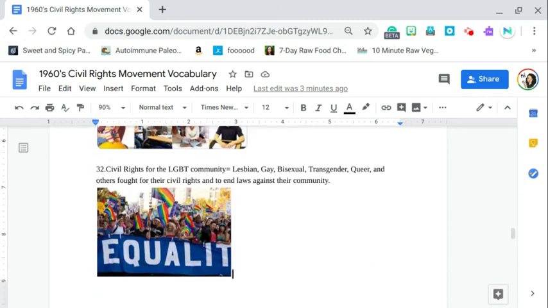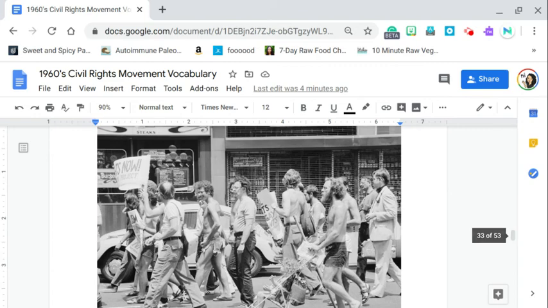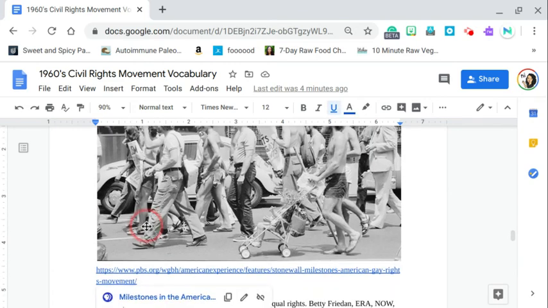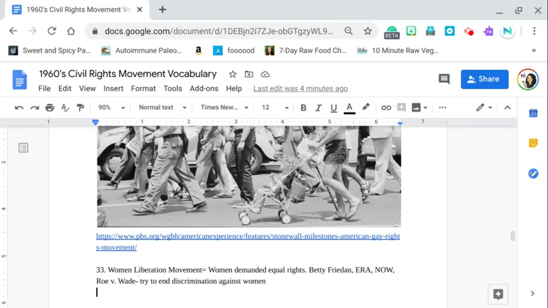Another group of people who fought for their liberal rights was the LGBT community, which stands for lesbian, gay, bisexual, transgender, queer, and others. They fought for their rights too. There were laws against homosexuality, and it was considered a sin. Some of them were put to death because of it. So the LGBT community also comes out and says, "No, we're human too. We deserve rights." Okay, so right here there's a great PBS special that talks about the whole movement of the LGBT community.